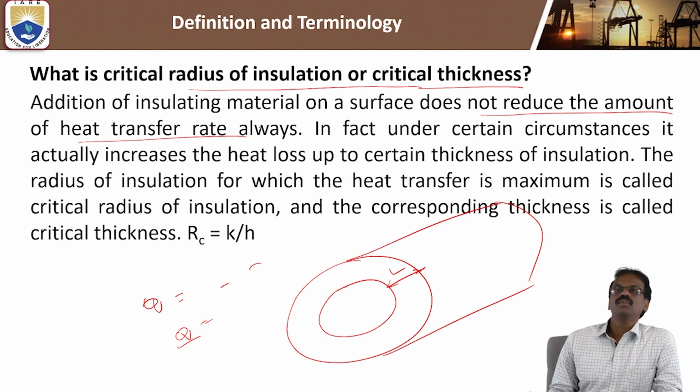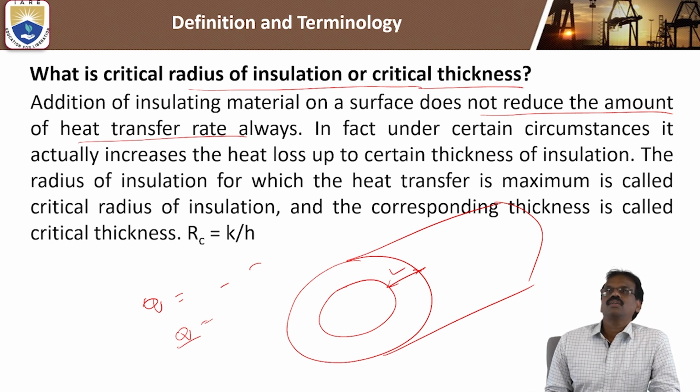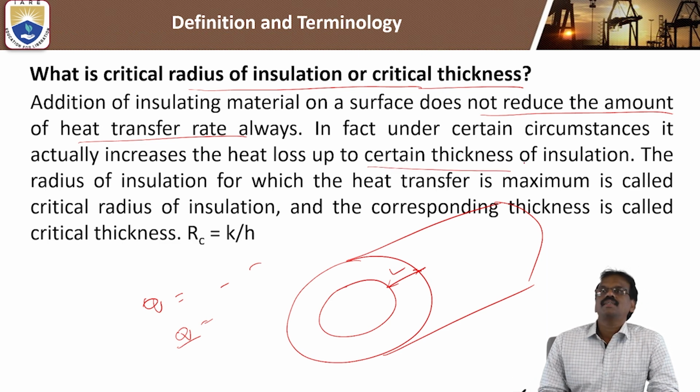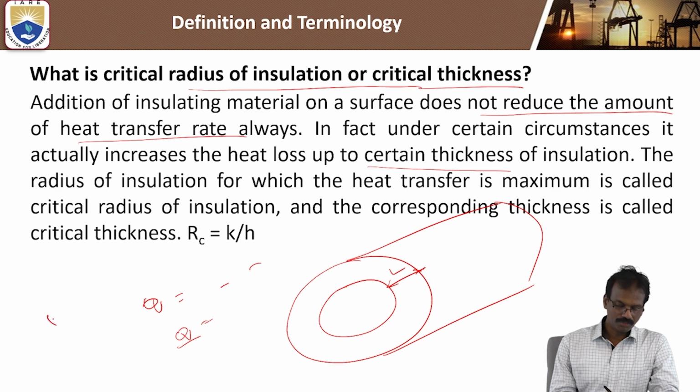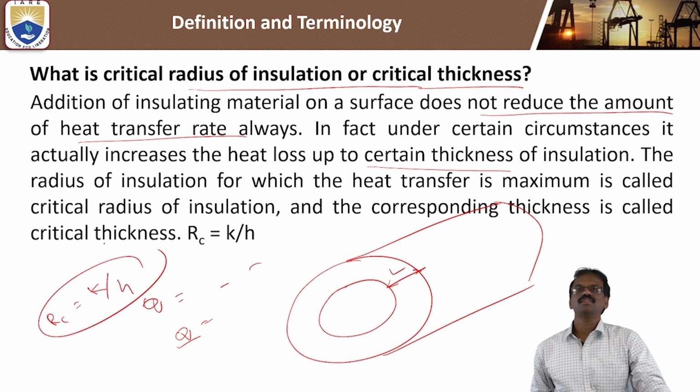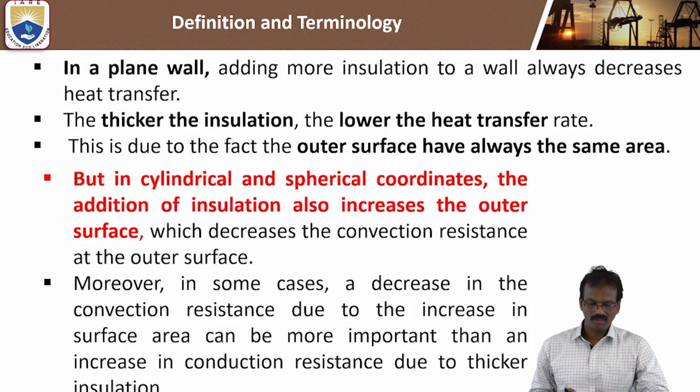That is obvious, you know this one. In fact, under certain circumstances, it actually increases the heat loss up to a certain thickness of insulation. The radius of insulation for which the heat transfer is maximum, that point is called the critical radius. The formula for this critical radius Rc is equal to K by H. We'll see the reason behind this.